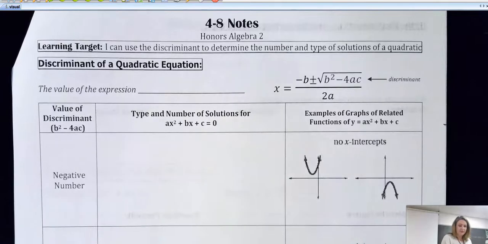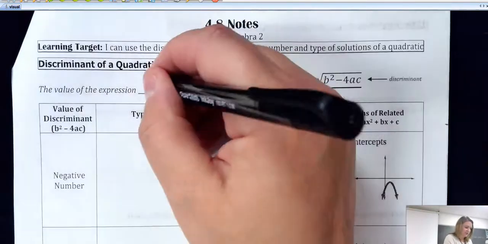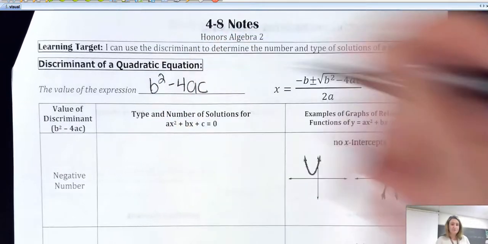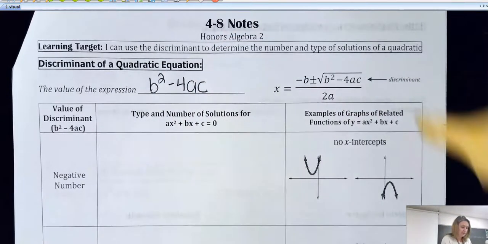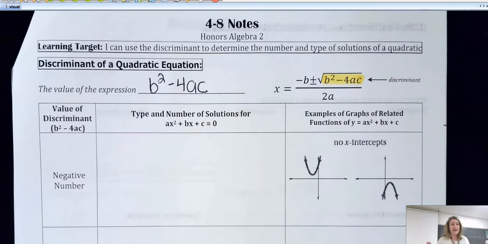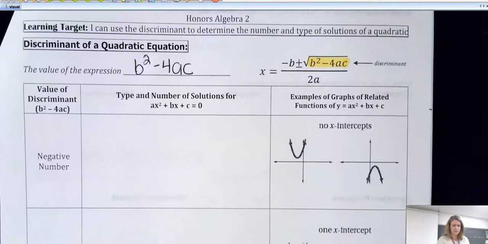So the discriminant of a quadratic is b squared minus 4ac. It is literally just a copy of what you see under the square root in your quadratic formula, but it does not include the square root. And if you evaluate that expression, you're going to get several different options, and that's what I've got in the table going on here. So I'm going to scooch this up just a little bit.